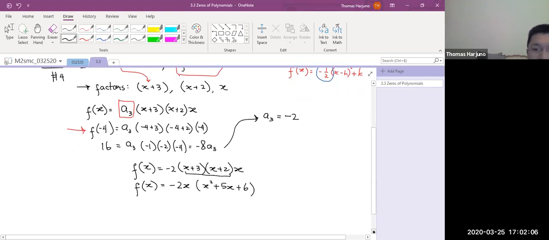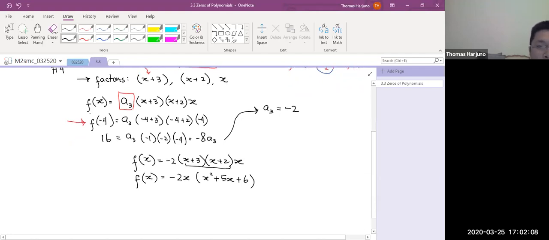By the way, just in case you wonder how I can do the FOIL quite fast, notice something I expect your Algebra 1 and Algebra 2 teacher taught you. When you FOIL this, notice that the highest exponent will be x squared, and the constant will be 6. Is it right?